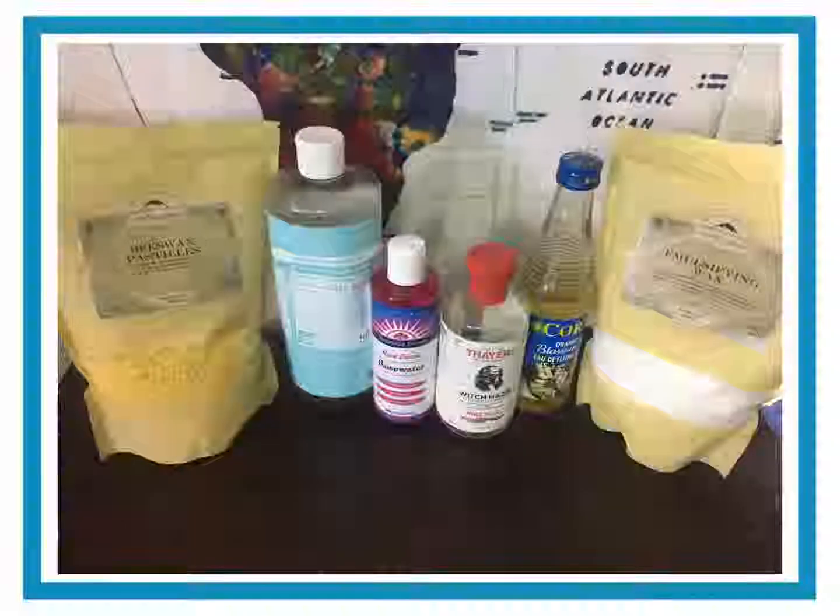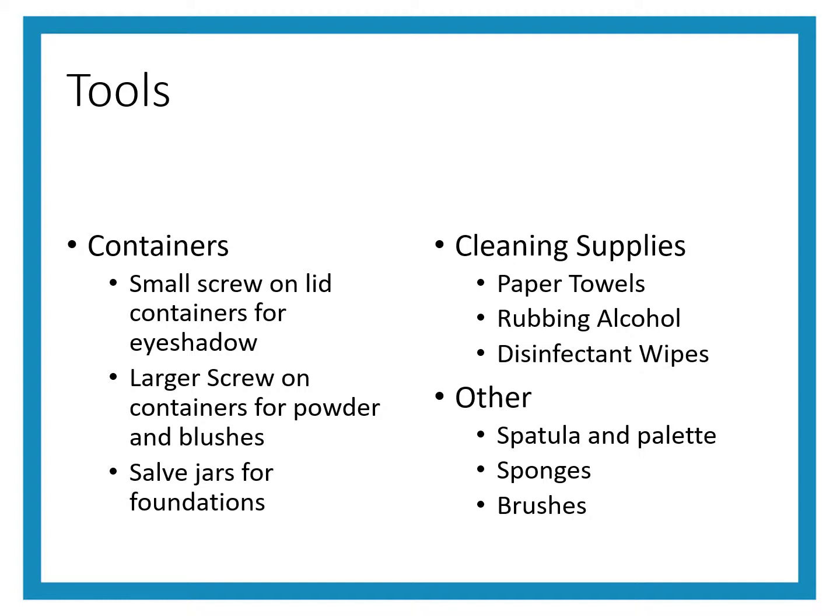So let's go on. Just to finish this up, let's talk about a few tools that you might want to use. Containers: small screw-on lid containers for eyeshadow, larger screw-on containers for powders and blushes. Salve jars work really well for foundations. When you are putting together your kit, having some cleaning supplies is always a good idea. Paper towels, rubbing alcohol. I really like disinfecting wipes. They're not super earth friendly, but they work really well.